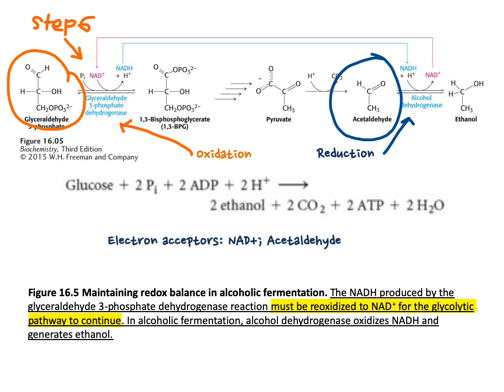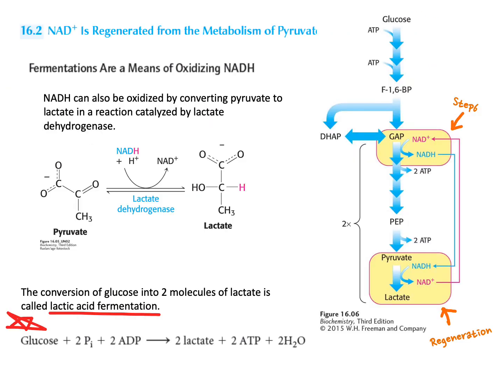You see the electron acceptor here is NAD plus. NAD plus is an electron acceptor, and also the acetaldehyde is an electron acceptor. And the electron donors are glyceraldehyde 3-phosphate and NADH.